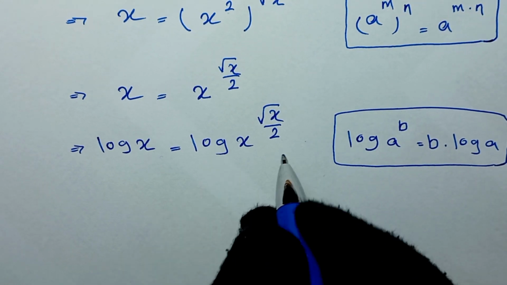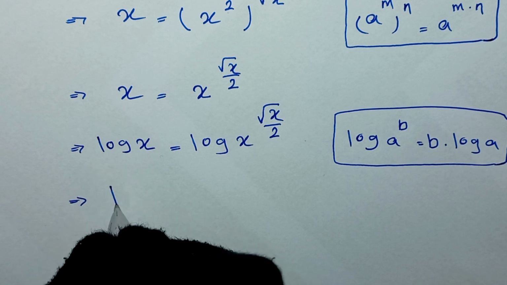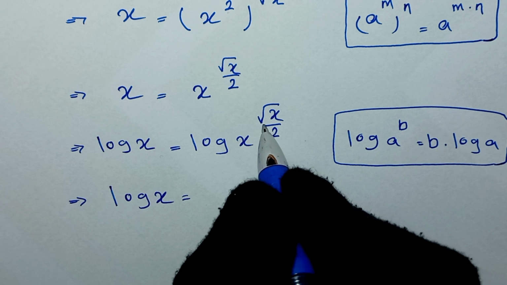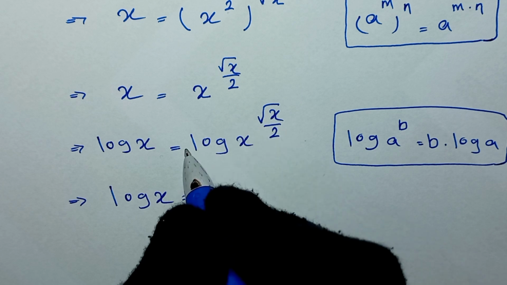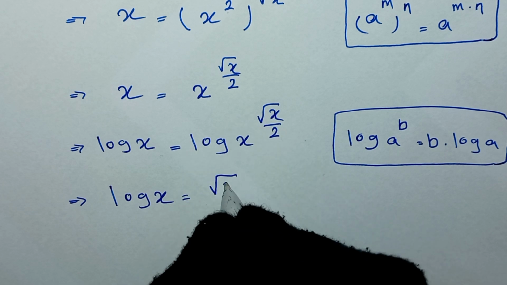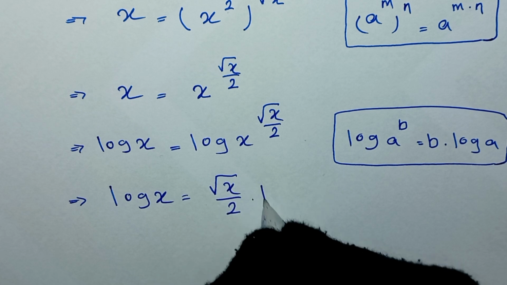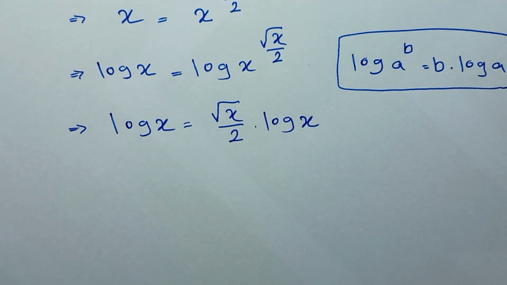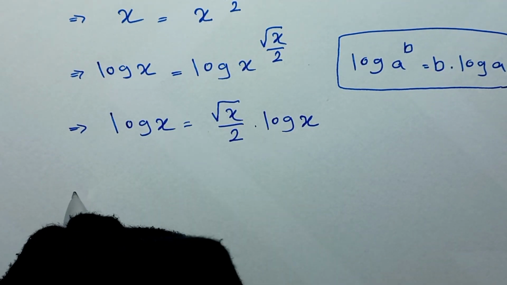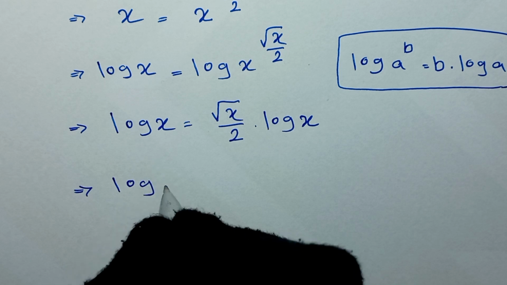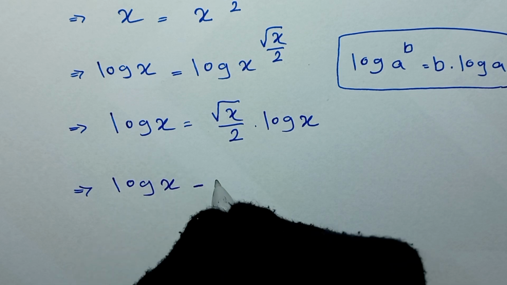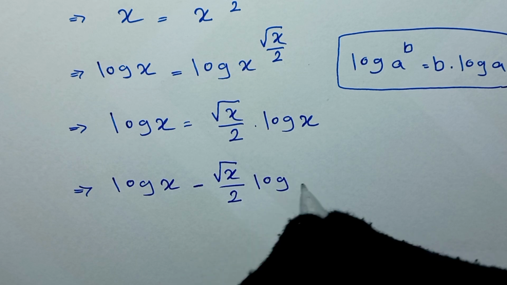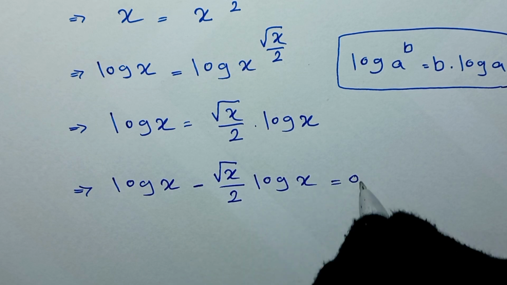So here, it will be log of x is equal to, we can take this square root of x over 2 outside of this log. So it will be square root of x over 2 times log of x. And in the next step, we take this to this side and it will be log of x minus square root of x over 2 times log of x is equal to 0.